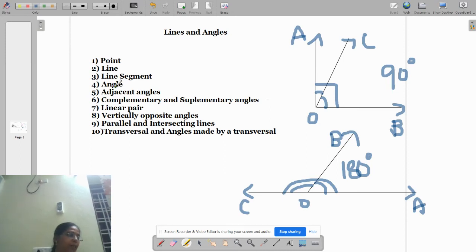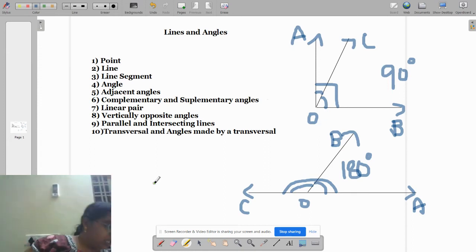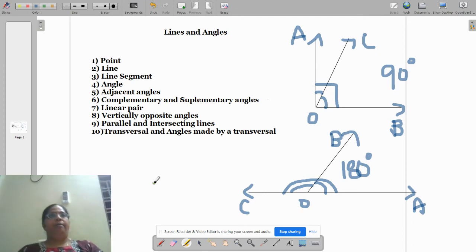Next, linear pair. If the sum of two adjacent angles is equal to 180 degrees, when two angles are supplementary, then they are called linear pair angles.